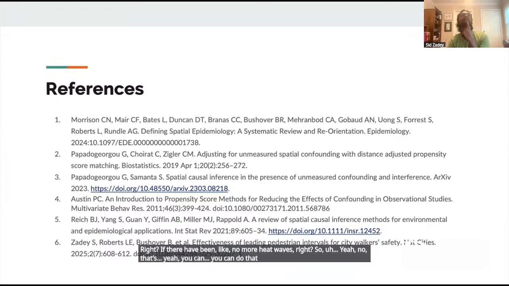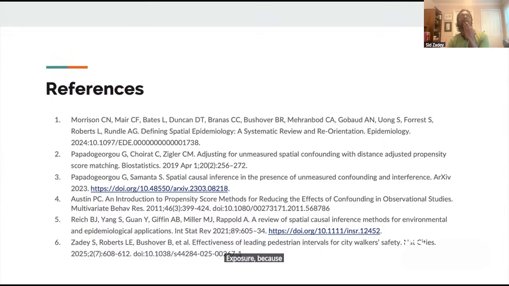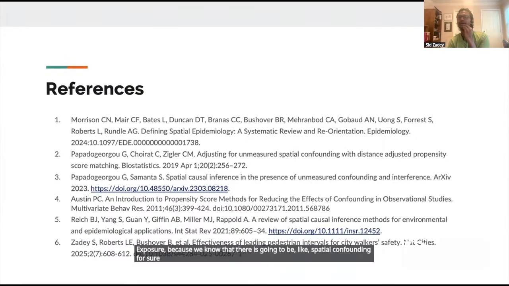Also, heat wave is a really good exposure because we know that there is going to be spatial confounding for sure. So in general, environmental exposures would work quite well.